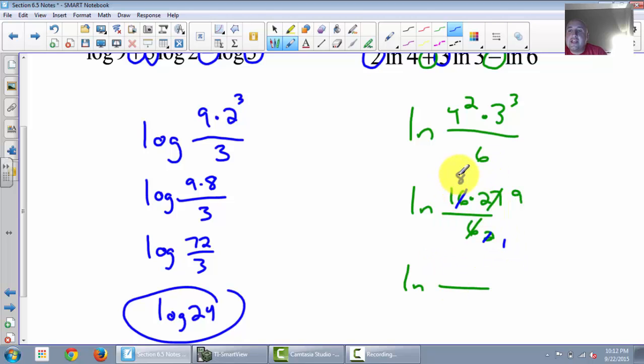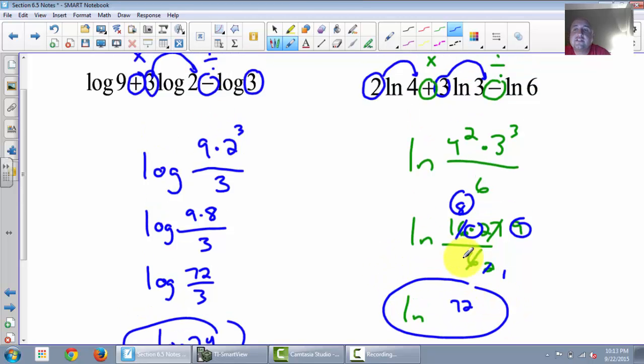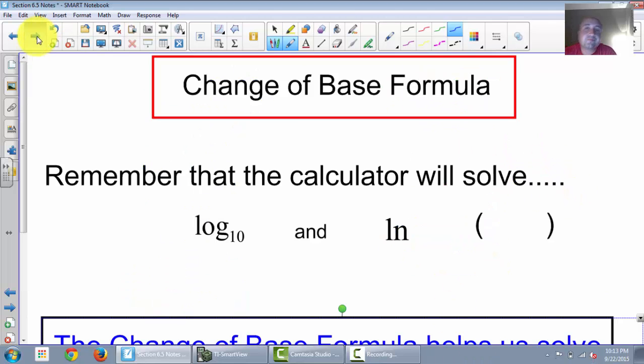And now all I have is an 8 times a 9 divided by 1. So 8 times 9 is 72. And on the bottom I just have 1. We don't need to put divide by 1, so I'm going to get rid of that. So basically my final answer is ln of 72. So we condensed this big thing down to ln of 72, and all I did was use my log properties up from the first page. All right, the last thing is super easy.